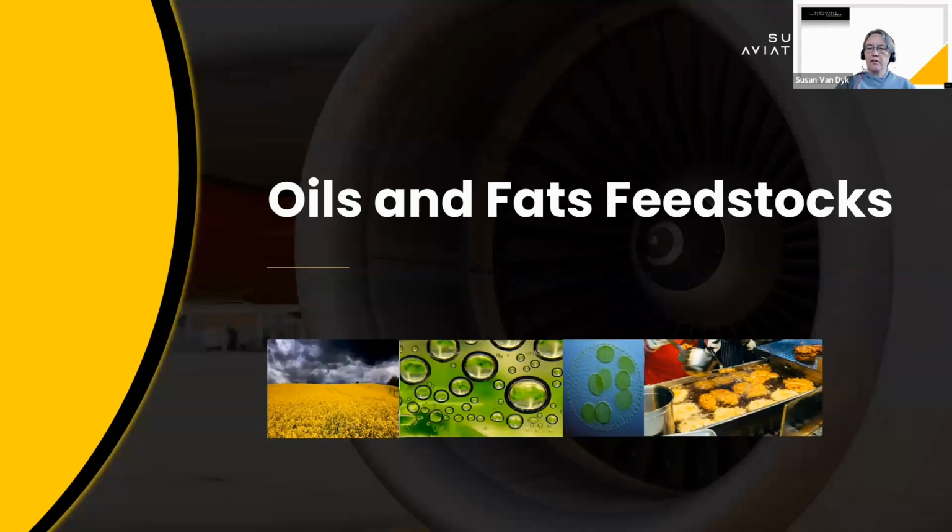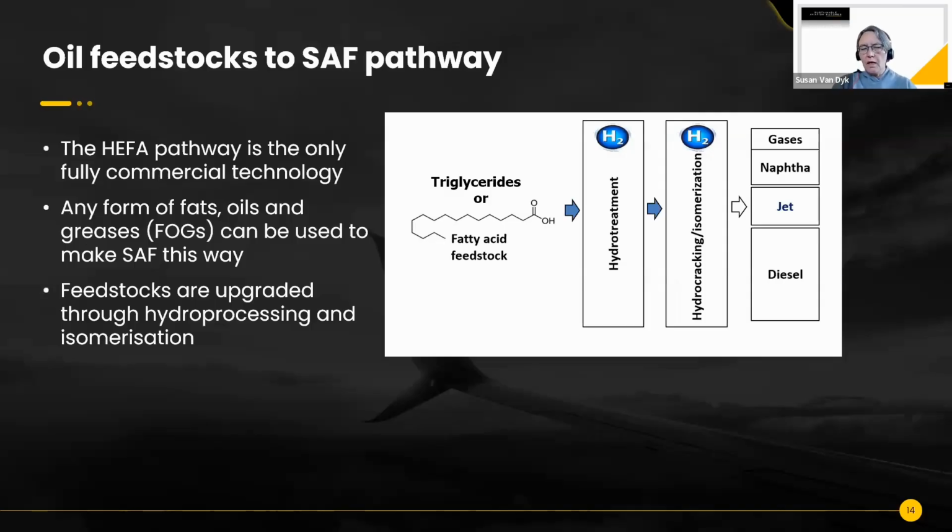So let's look at oils and fats feedstocks only. The HEFA pathway is currently the only fully commercial technology. You can use any form of fats, oils, and greases, and then it's upgraded through adding hydrogen through a hydrotreatment process. And usually when you want to produce SAF, you also need to perhaps have a hydrocracking process in place and an isomerization, which is making branches of the molecules so that you can meet the freeze point specifications. And you generally make more than one product, and that's important to understand.